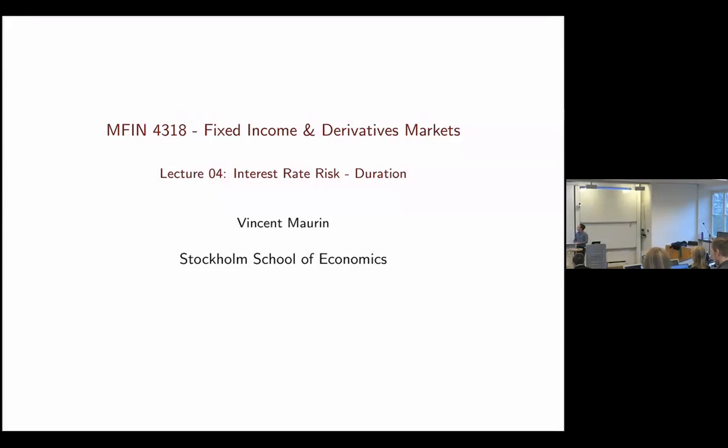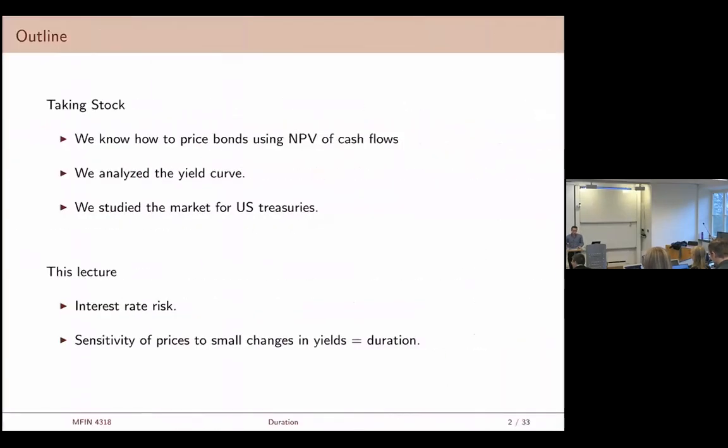Okay, so what are we going to do today? We're going to start this new lecture about interest rate risk and duration. Just to give you a bit of the outline, that's what we did so far. By now we should be able to price bonds using the net present value of the cash flows.